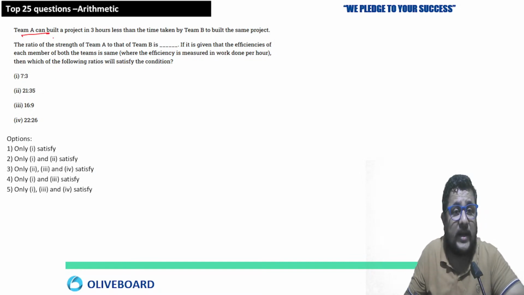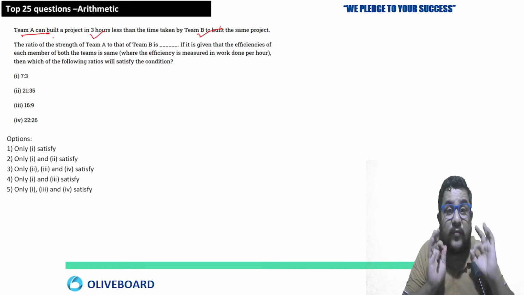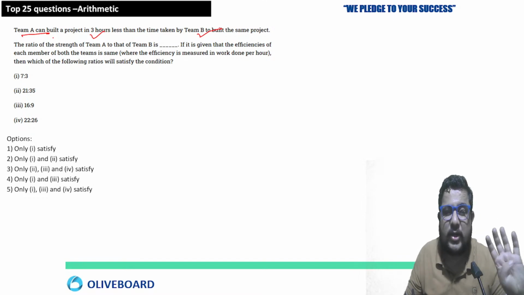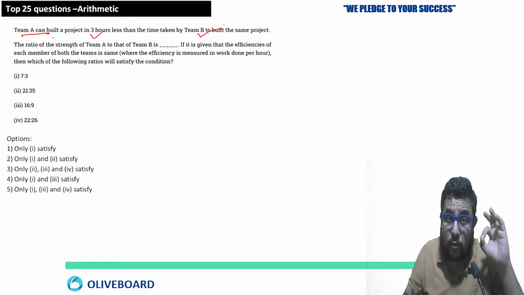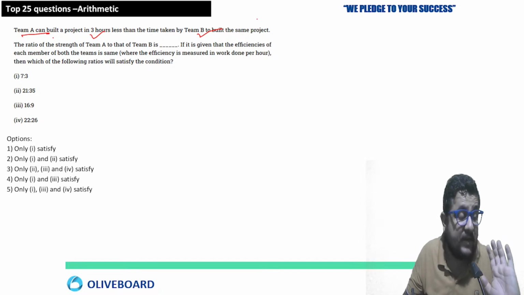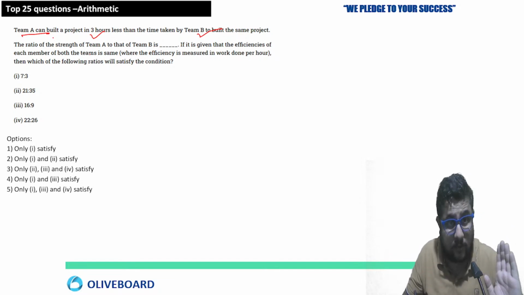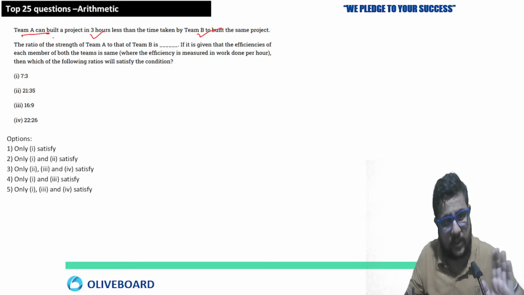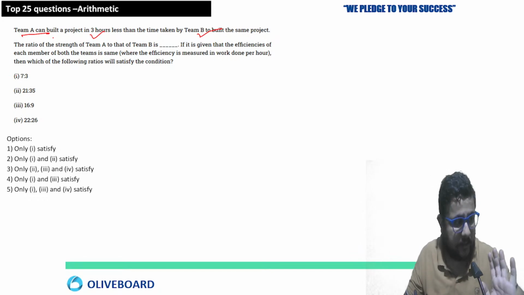Okay, so now this one: team A can build a project in 3 hours less than the time taken by team B. This is very easy. You can do this question if your basic concepts are good. You can complete this question within 10 seconds, but you have to read it carefully. The solution you will get in 10 seconds only.